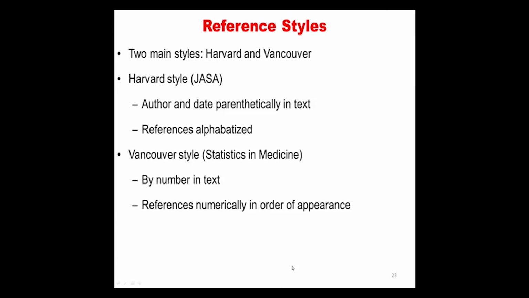The other style is used by journals like Statistics in Medicine, the Vancouver style. You put numbers in the text. It'll say, like, this is reference 2, this is reference 3. So the references are numerical, usually in the order in which they appear at the back. The advantage of the Harvard style is when you're reading the article, it's very easy to figure out what that reference is without having to look it up. But it takes a little bit more space as well.